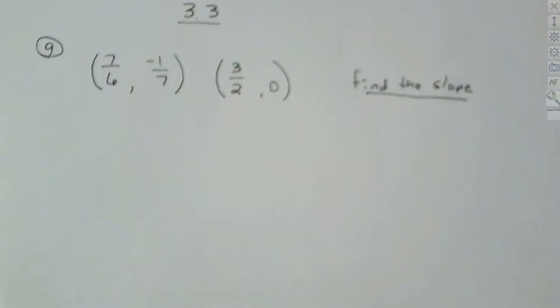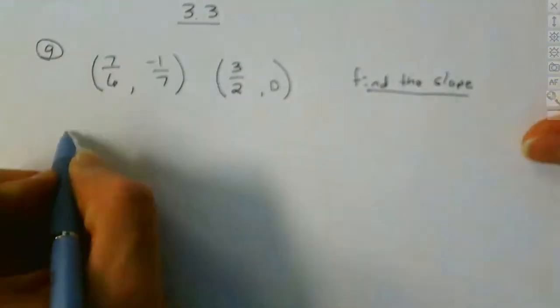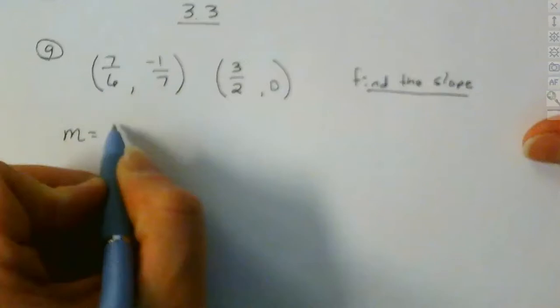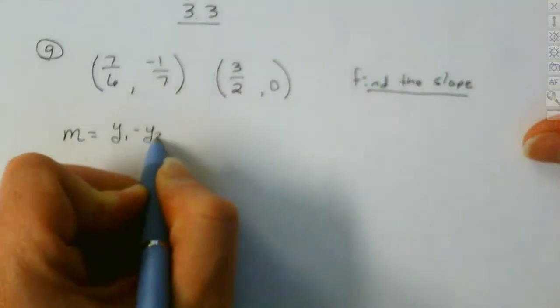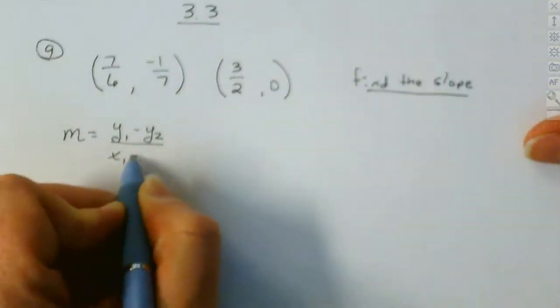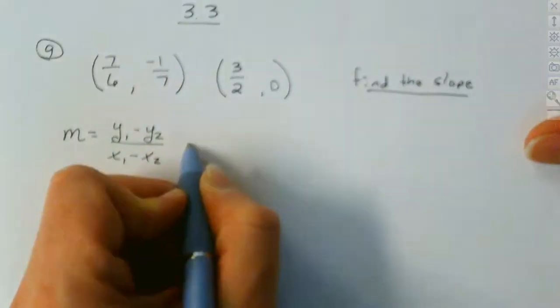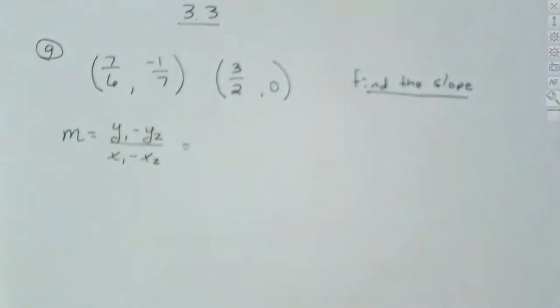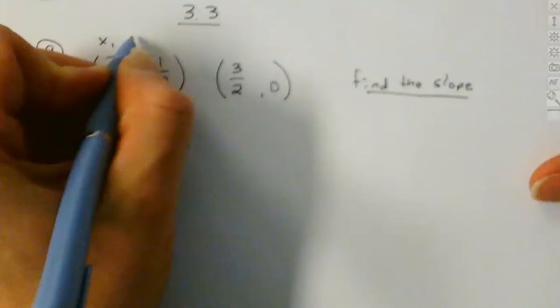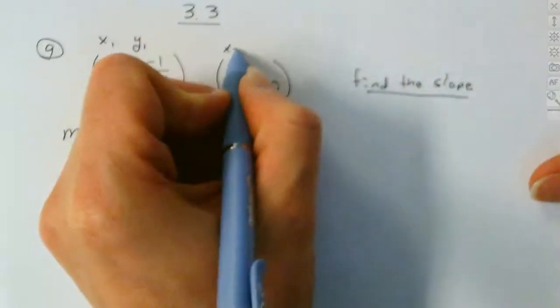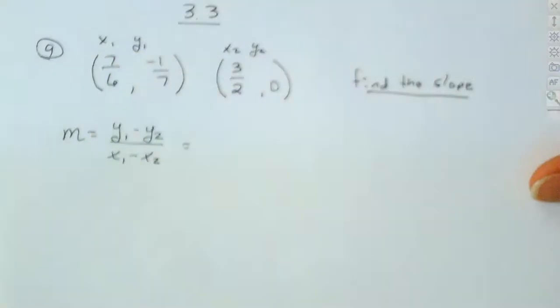So again, we want to find our slope. Now, what's our formula for the slope? M equals y1 minus y2 over x1 minus x2. Where students make a mistake more than anything else is with the x and the y, because the y is on the top, but they're in the opposite order from the ordered pairs. So remember, this is x1, y1, x2, and y2.